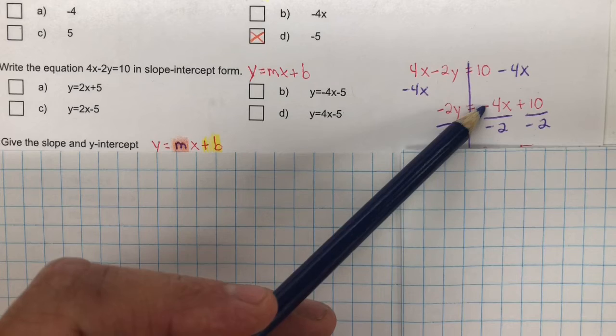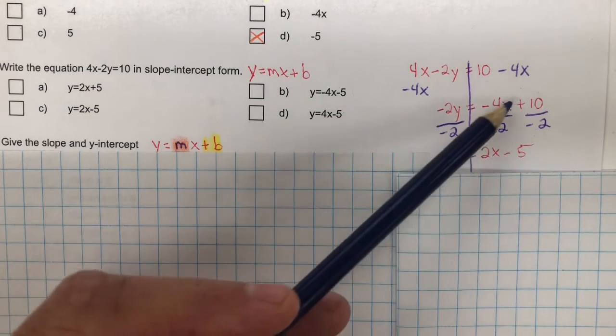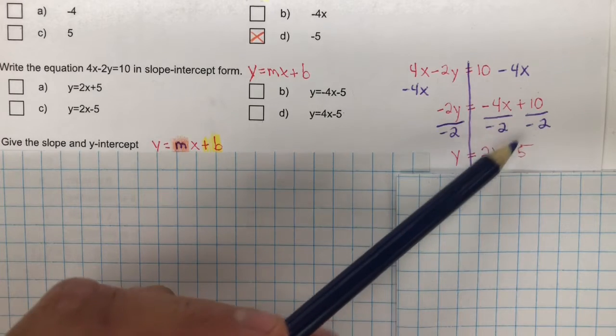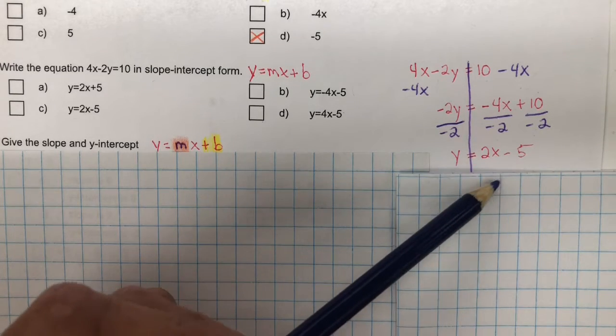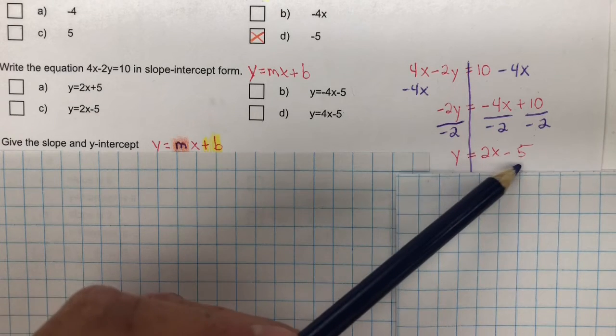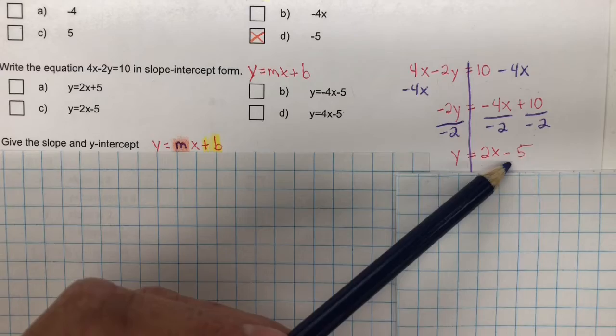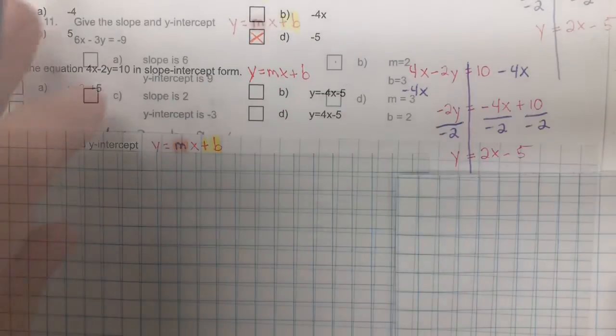So negative 4 divided by negative 2 is positive 2. Positive 10 divided by negative 2 is negative 5. And now it's in slope-intercept form, y equals mx plus b. 2 is the slope. Negative 5 is the y-intercept.